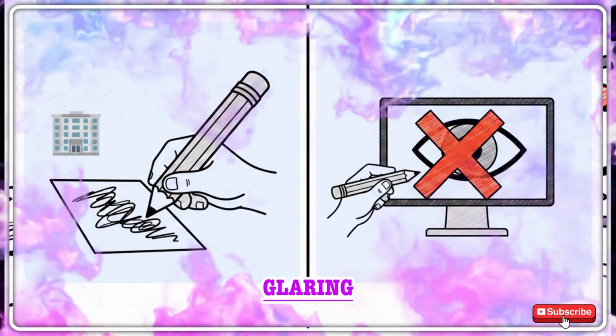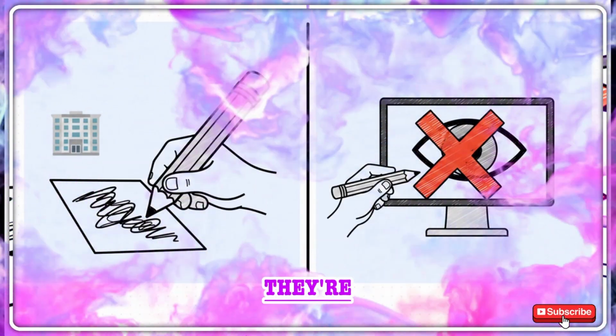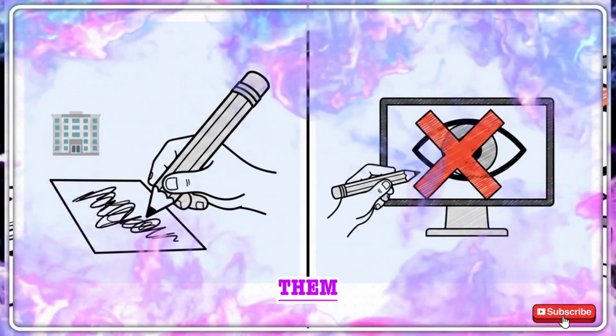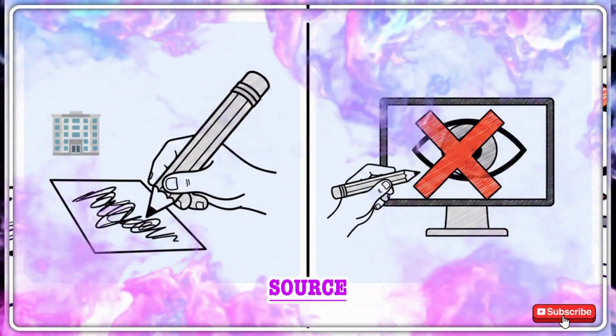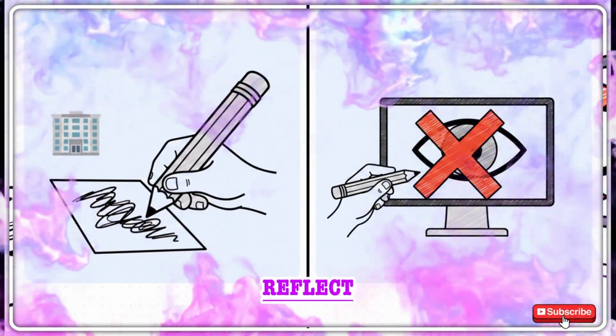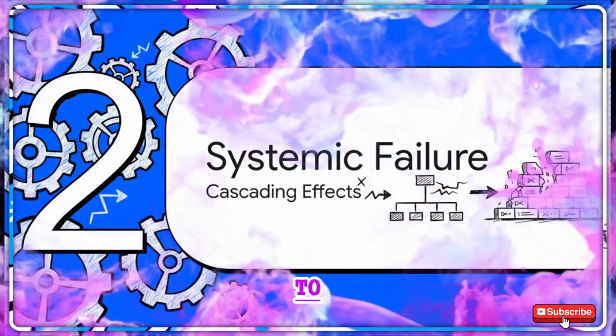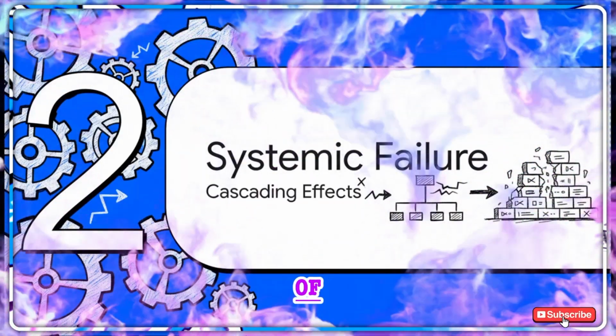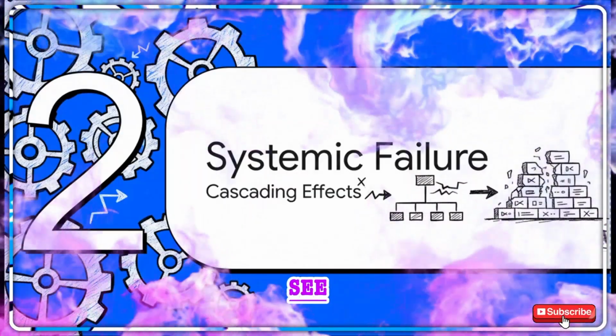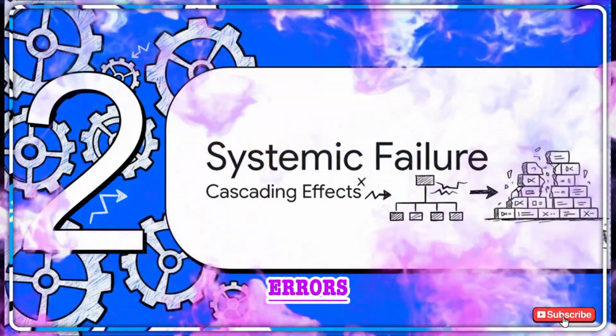No matter how glaring or obvious a mistake might be, they're structurally paralyzed. Think of them simply as a mirror reflecting the source. They literally cannot alter the image they reflect. That brings us to section 2, mechanisms of systemic failure, where we see the cascading effects of these errors.